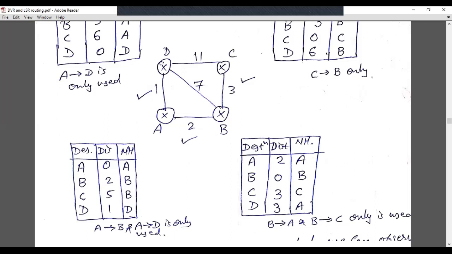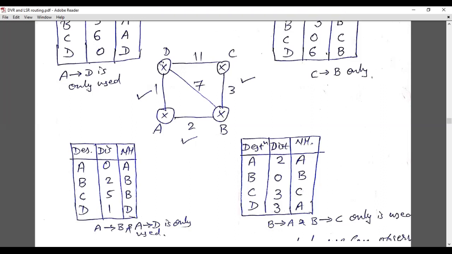Likewise, if you prepare the final routing table for B, B to A has a path of length 2, and the next stop is A. B to B is 0, and B to C there is an edge of length 3, and the next stop is C. B to D, instead of making use of the direct edge, it makes use of the optimal possibility, which is 2 plus 1 equal to 3.